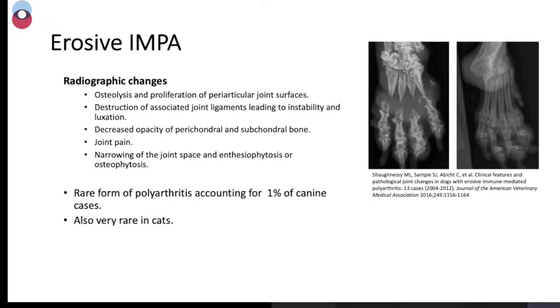And erosive IMPA tends to be characterised radiographically by quite severe changes. So we can see a pattern of both osteolysis, but also new bone formation in the joint spaces shown by these X-rays. And you can also get a destruction of associated ligaments. So often they can present with luxation as well and joint instability. Luckily, it's quite a rare form of polyarthritis and accounts for about 1% of canine cases. Can also be seen in cats, but again is quite rare.